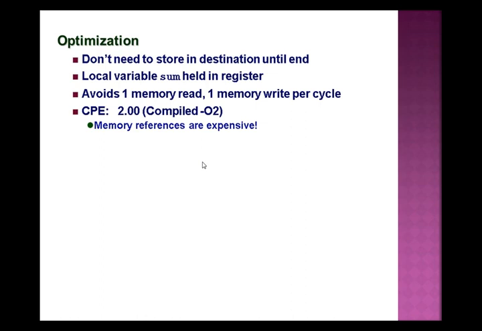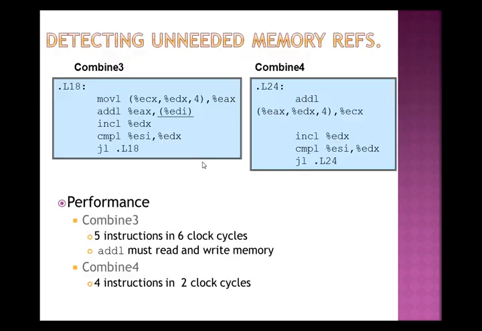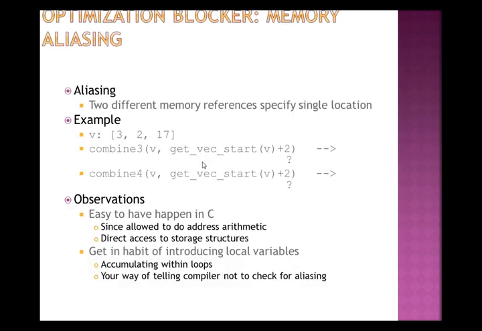What is the optimization method? That is how we can optimize or increase the performance. Don't need to store in the destination until the end. The local variable sum is held in the register. These are the points used for optimizing the performance of the computer. This avoids one memory read and one memory write per cycle. CPE is cycles per element.